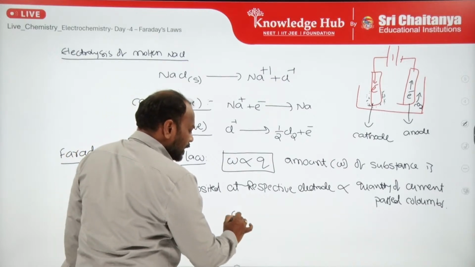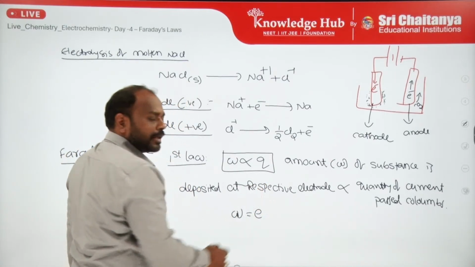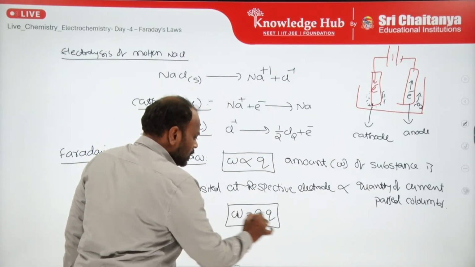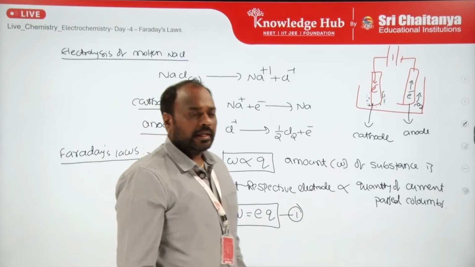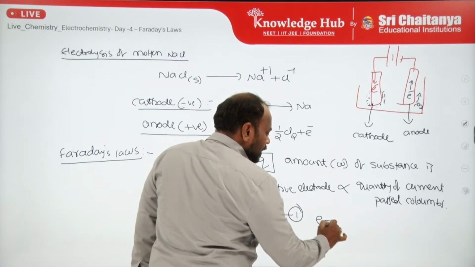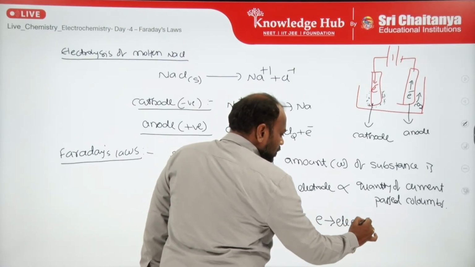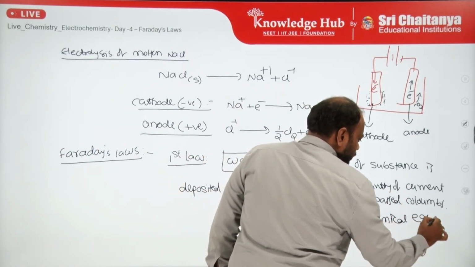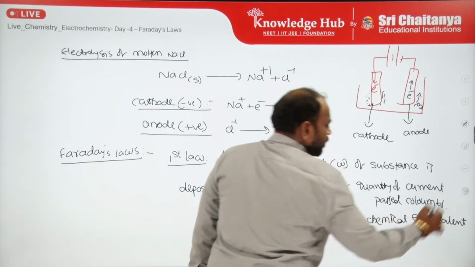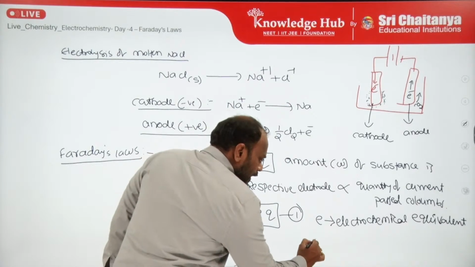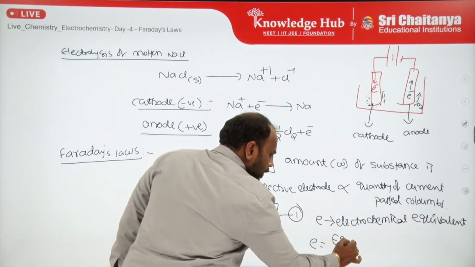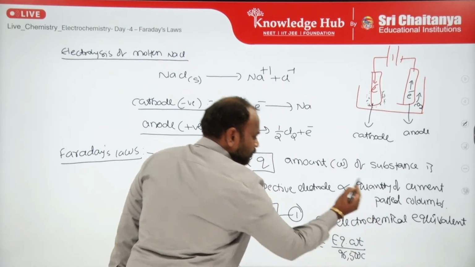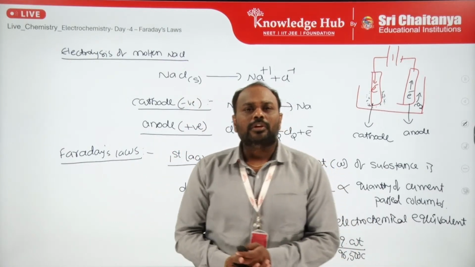Based on this we get one proportionality constant, that is E. W equals E into Q. This is equation 1. E is nothing but the electrochemical equivalent. So what is the E value? E is equal to the equivalent weight of the substance divided by 96,500 coulombs. Now here we get this 96,500 coulombs.